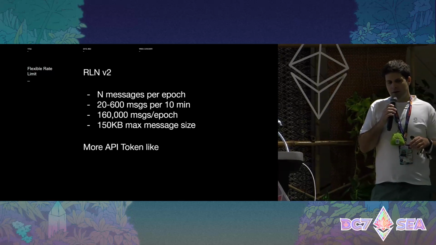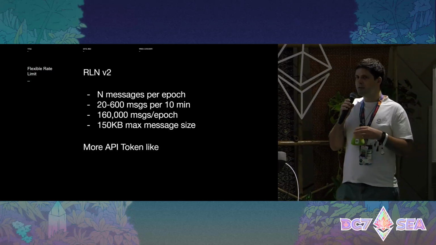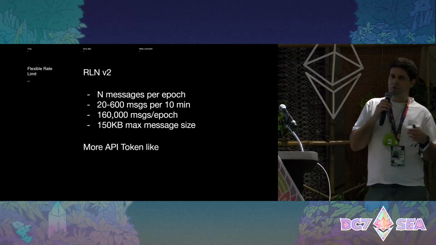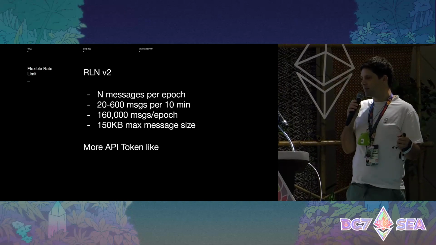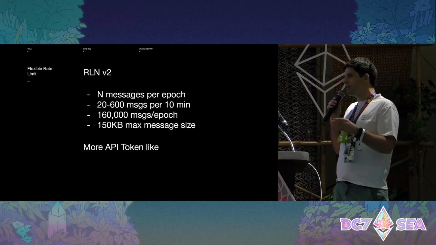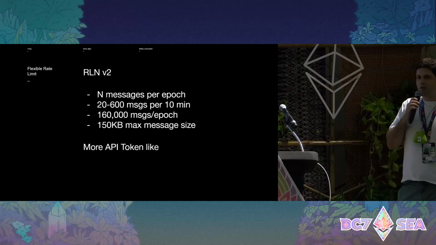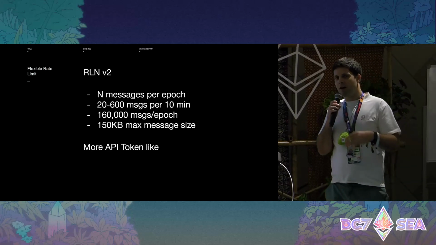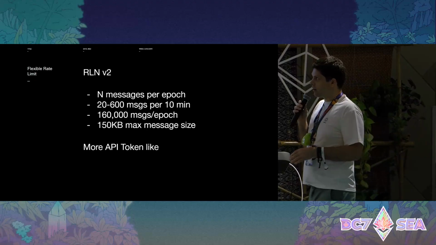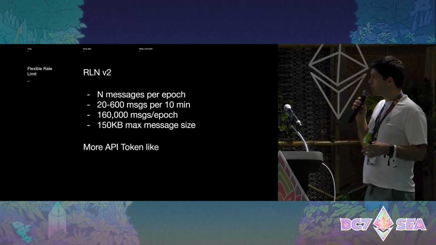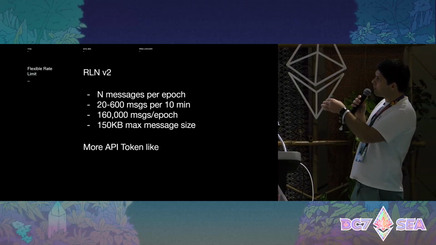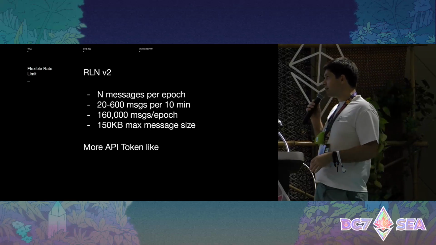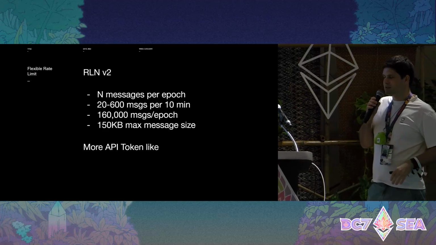So now we have something more like an API token, all right? When you go, for example, to Infura and you get a free token for your RPC API, or when you pay for something, usually you're not going to get 1 request per second. Usually it's more like you can do X requests per hour or per day or per month. Sometimes actually a bit of both. So now we have an API which is pretty much the same. You can buy a membership and this gives you, let's say, 100 messages per 10 minutes.